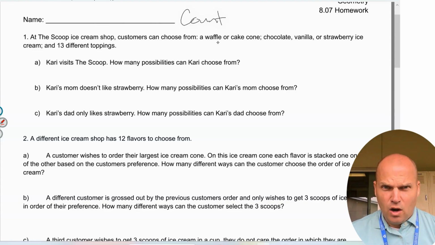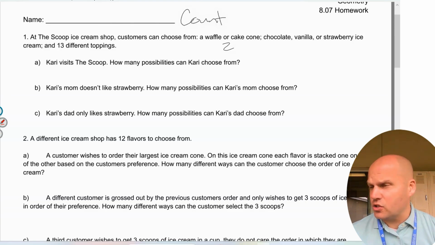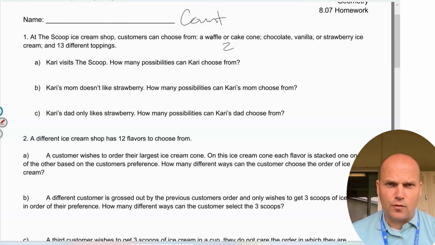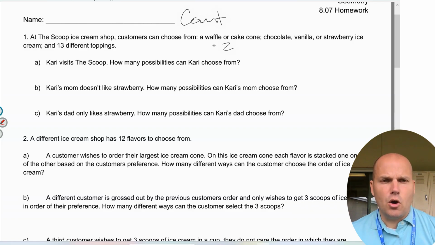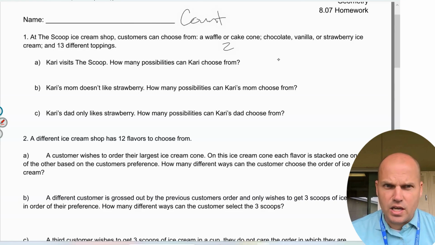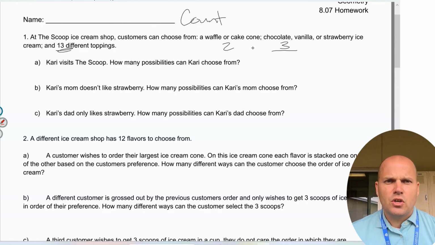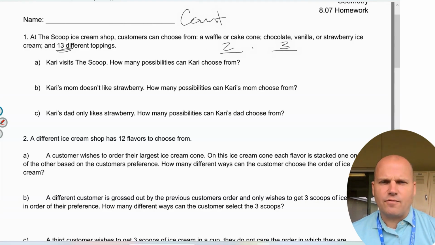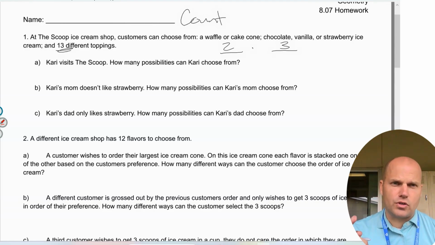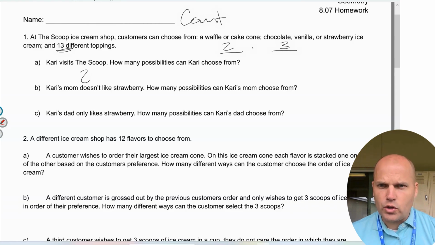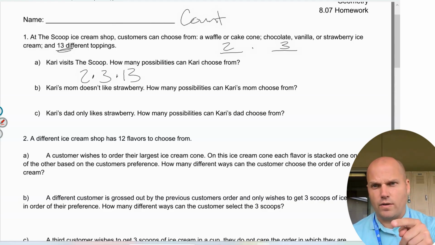So if I have a waffle or cake cone, I have two options for the type of cone. Then I have one, two, three different ice creams. And then I have 13 different toppings. So if you have to choose one cone, one ice cream flavor, and then one of 13 toppings, you have two choices, and then three choices off of those two choices, and then 13 choices. You're only allowed to get one of those.